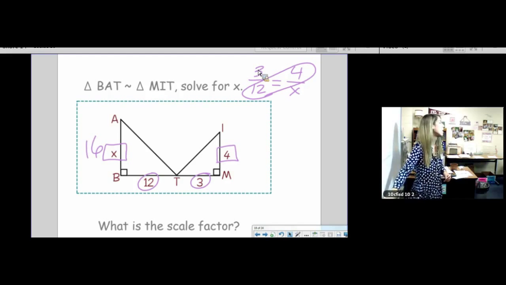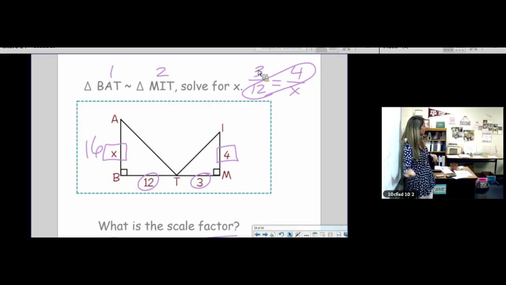What is the scale factor? Now we better go look at our statement. Bat and mitt. Which one is listed first? Bat. And so mitt would be our second. So our scale factor is going to be second over first. Write down the scale factor. John, what's the scale factor? Second over first. Okay, what is it? But that's not reduced. Yeah, 1 to 4 or 1 over 4.